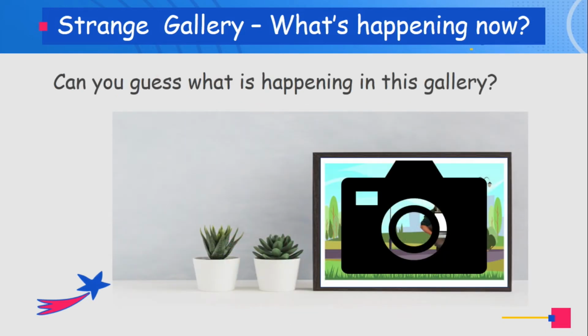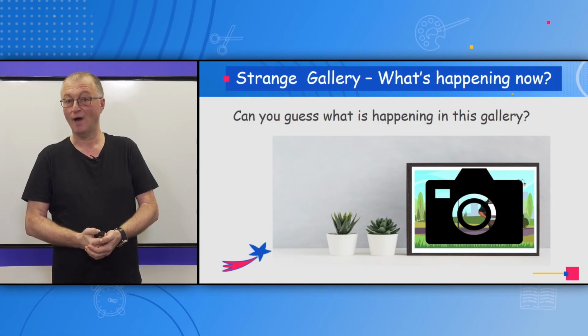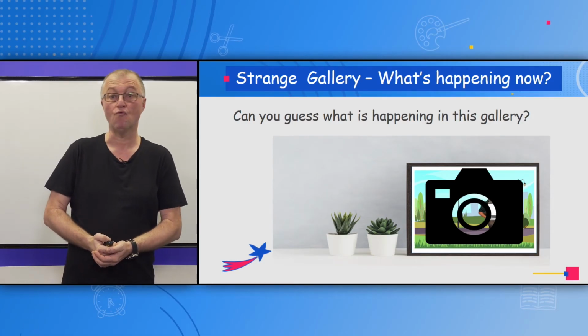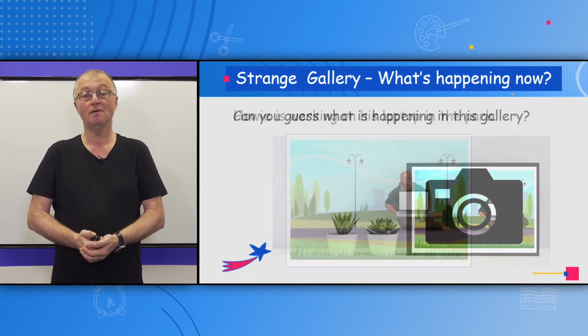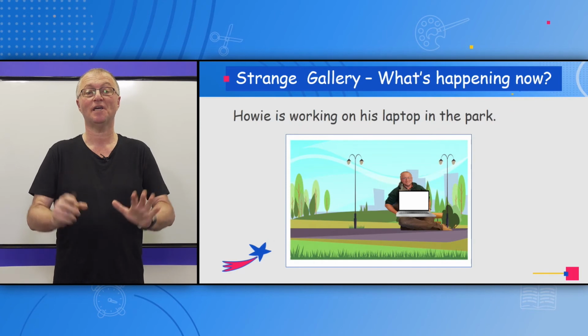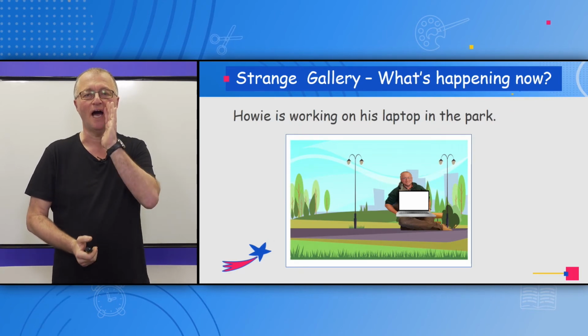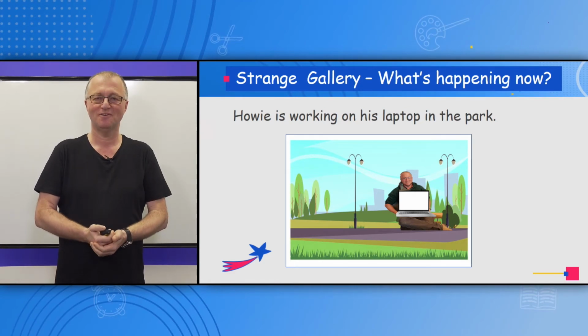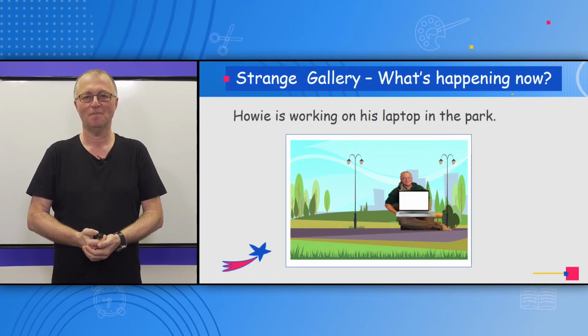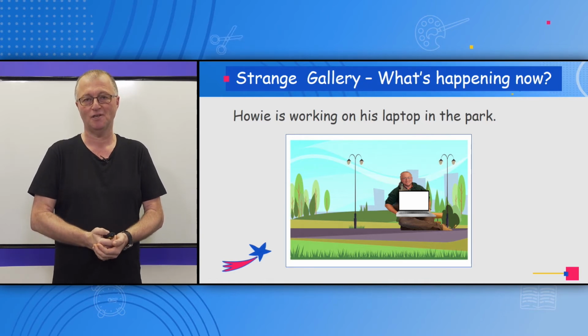Last picture. Can you guess what is happening in the picture? We have a picture of a park. Perhaps someone is playing in the park. Someone is riding in the park. Someone is running in the park. No, it's me, Howie. Howie is working on his computer in the park. Howie, the computer is the wrong way round. That's why I couldn't really work. Okay, so that is why the gallery is very strange.